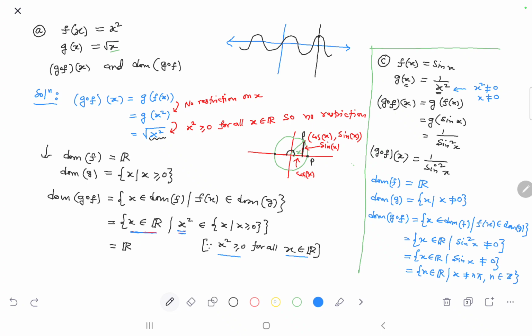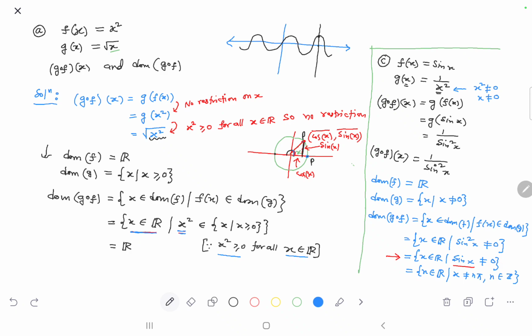Can you explain this part again? All right. I think up to this is clear. The only thing we need to know is where sine x becomes 0. Look at the unit circle. If you take any angle and make a rotation through that angle, you get a point P on the unit circle. The first component gives the cosine x, and the second component gives the sine x. So x is the angle.